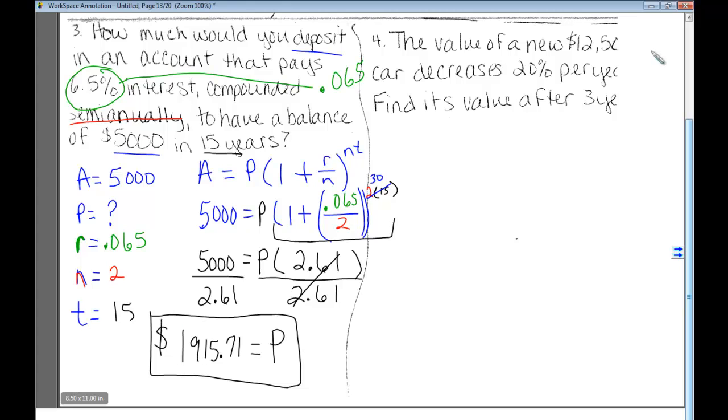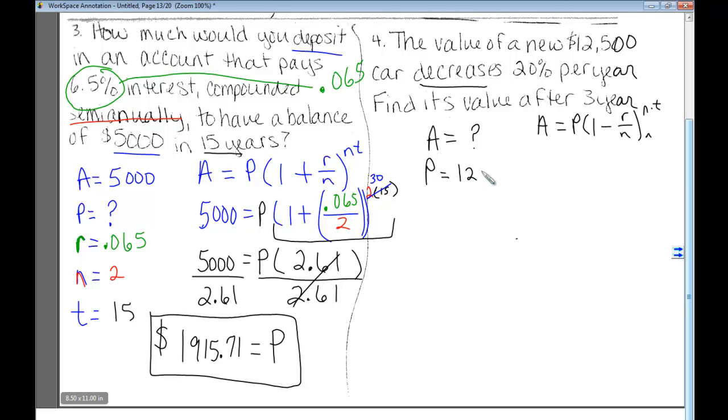Example 4. The value of a new car was $12,500. It decreases 20% per year. How much does this car cost after 3 years? So we are using a decreasing value. So my formula has the minus sign in it. 1 minus the rate divided by n, all raised to the n times t power. In this case, I need the future value, which is A. We don't know.